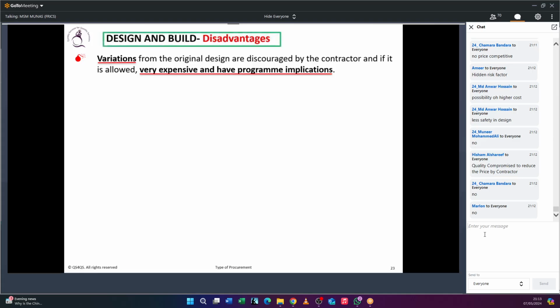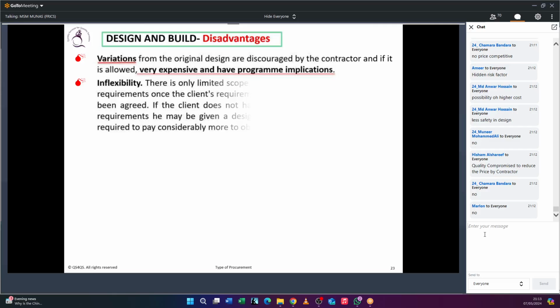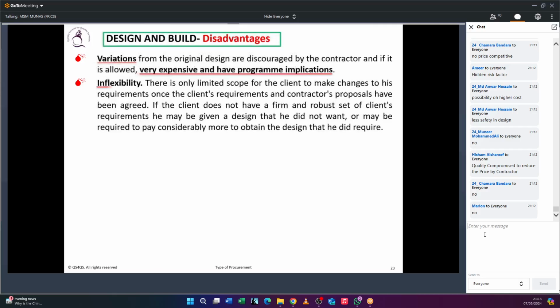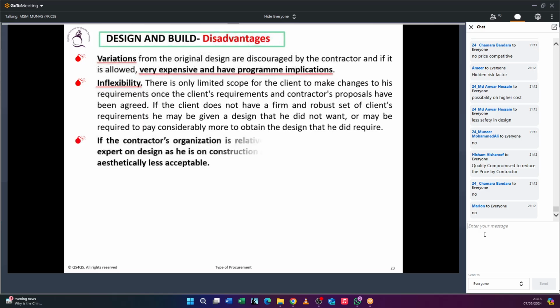Any changes to the employer requirement. If that happens, let's say the employer requirement was initially how many bedrooms? 3 bedrooms. Now he has come and asked for 4 bedrooms. So that will be a big impact. It is going to be very expensive and has a time and cost impact. It is not flexible. Once you agree the employer requirement, no more change. So if the employer wants to change something, again, it's going to be hard for him.